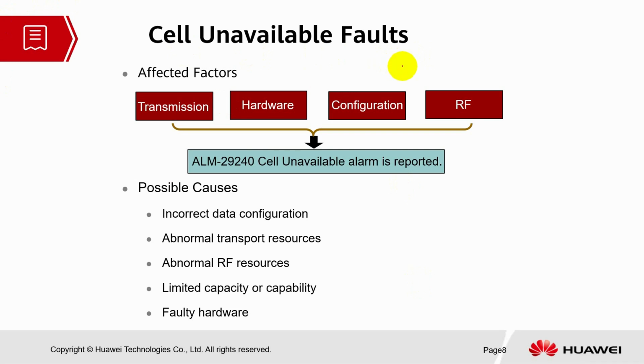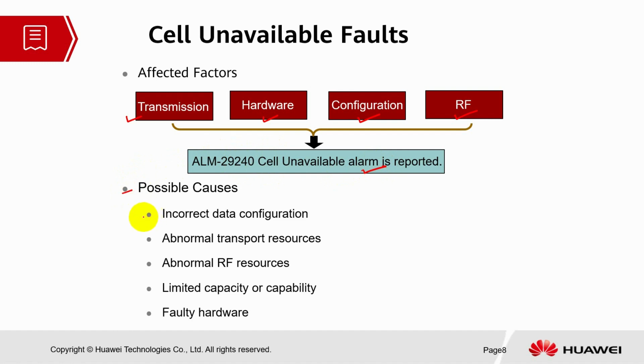So the affected factors. What caused the cell unavailable fault? The affected factors are transmission, hardware, configuration, and RF. Usually for this kind of case, there will be an alarm reported, and the alarm ID will be 29240, cell unavailable alarm.